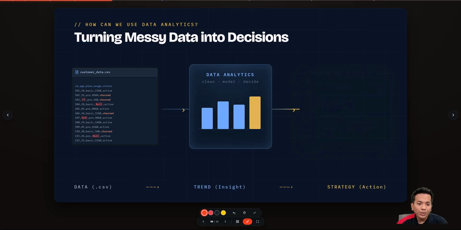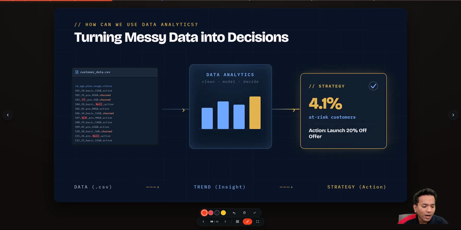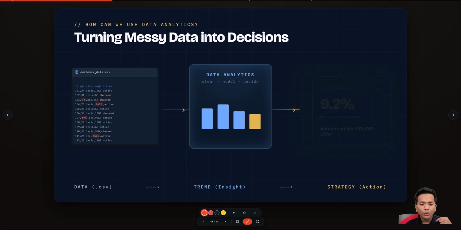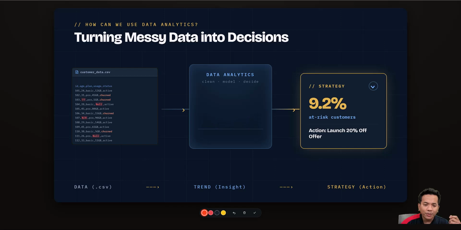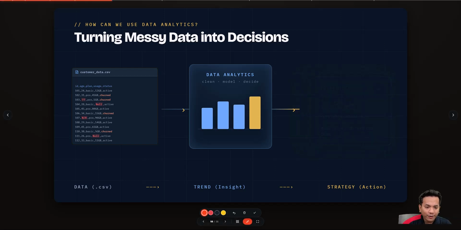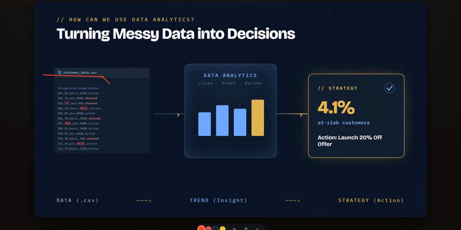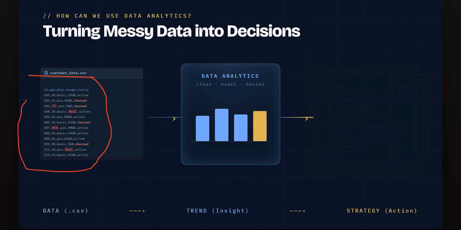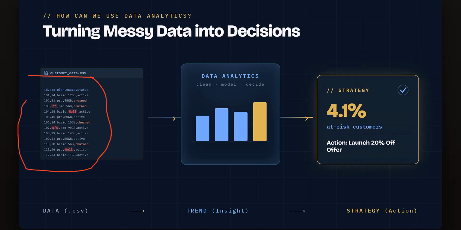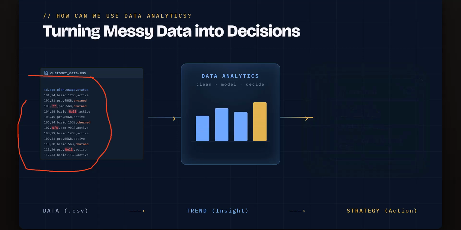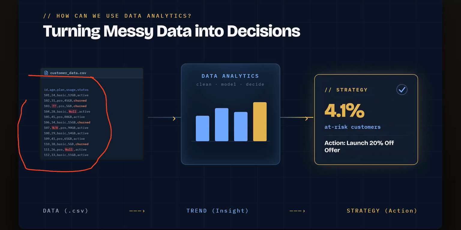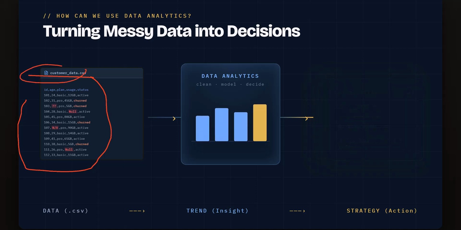Now, let's go to the next thing. How can we use data analytics? All right, so how do we actually do that? How do we go from the messy spreadsheet to a clean business strategy? Now, look at the data at the left. What we can see is this is a typical data that you will encounter in the real world. It is a customer CSV file, and it is messy.